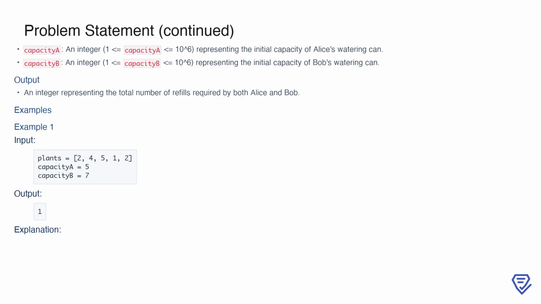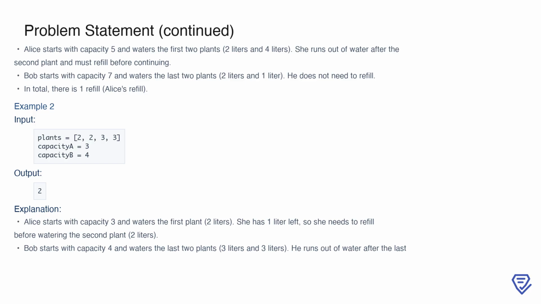In the first example, the input array plants is [2, 4, 5, 1, 2], and the initial capacities are capacity A equal to 5 and capacity B equal to 7. The expected output is 1, representing the total number of refills required. Here's the explanation for the first example.